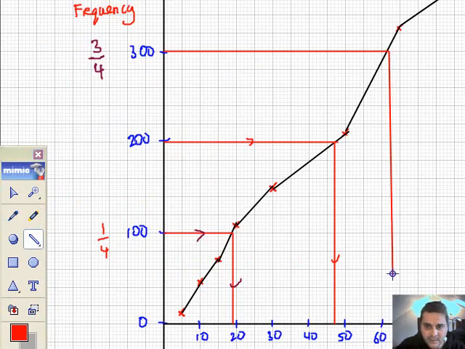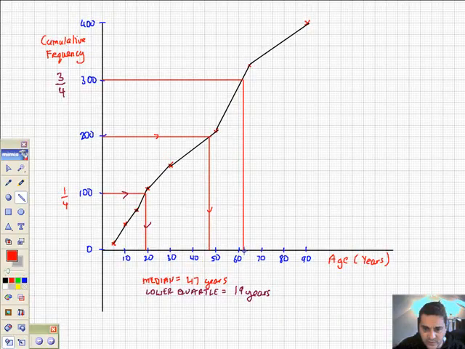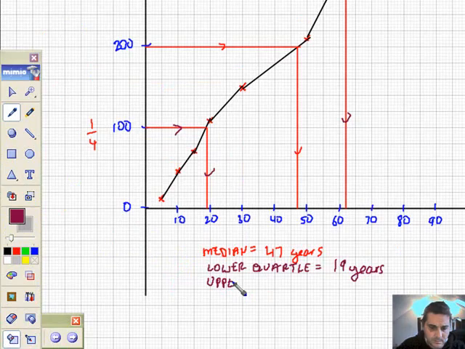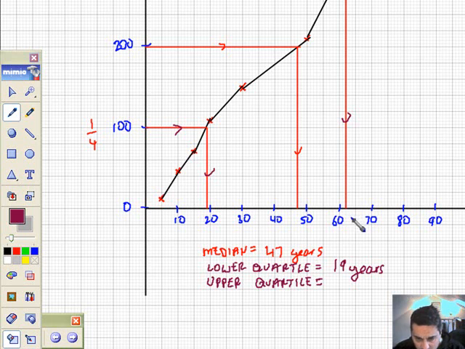Bang, hit the line, come down, and what have we got? Try and straighten that a little bit. Yep, that's good. Read across for the examiner, come down. What have I got here? I've got the upper quartile, and that's going to be, from my reading, 62 maybe. How many lines can you see? I'm going for 62, so I've got 62 years.